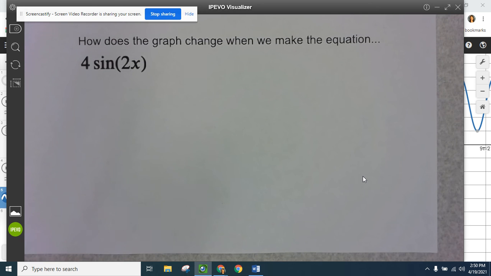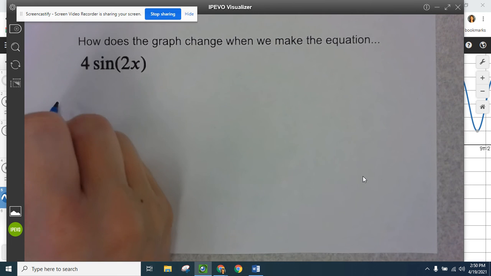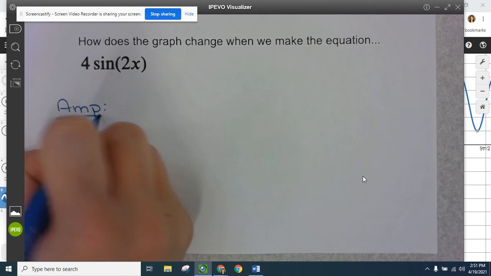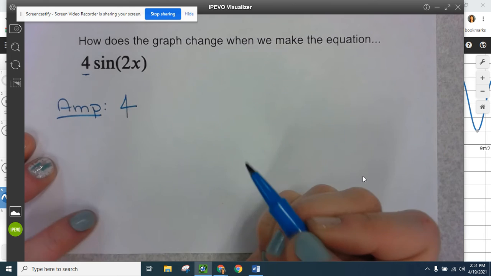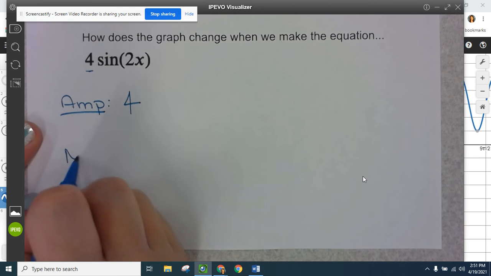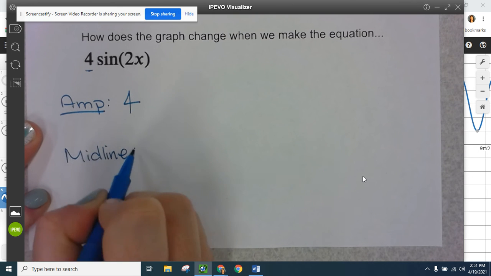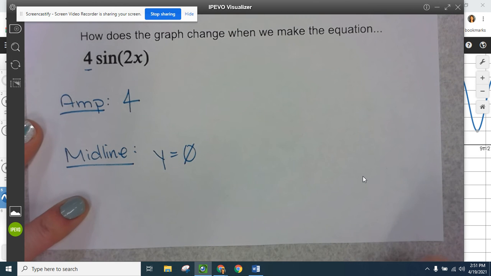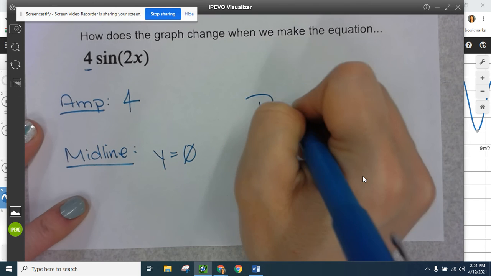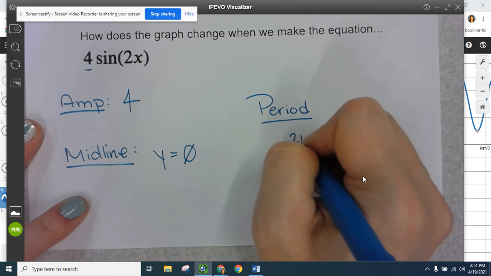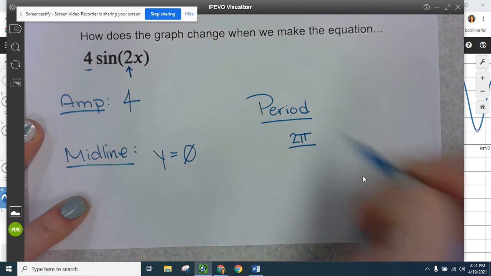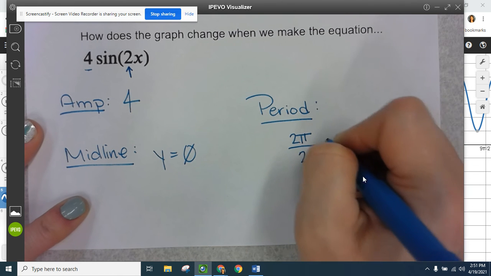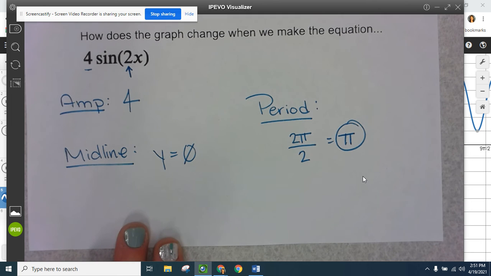Hallelujah. All right, let's do amplitude and midline and period. So amplitude, my number out in front, that tells me I'm going 4 up or 4 down. Midline wise, there's nothing here. So that tells me I'm at 0. And for our period, I'm doing 2 pi divided by 2, which tells me I have a period of pi.